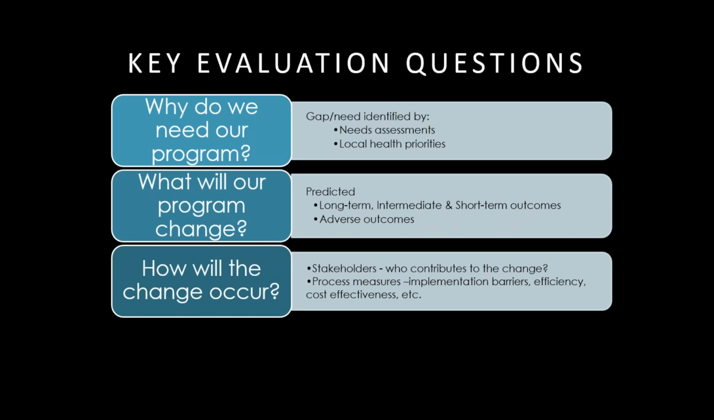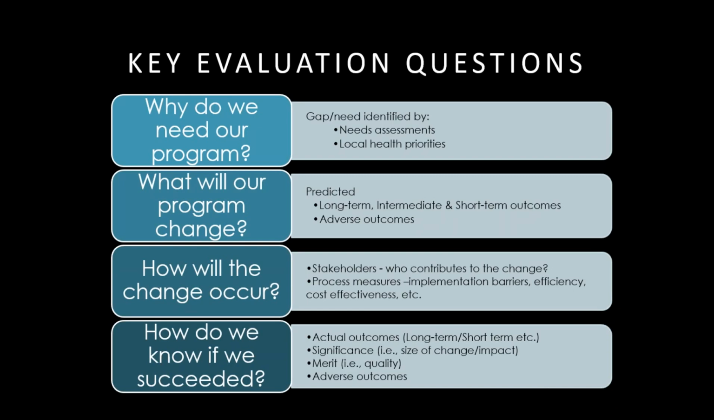How will the change occur? This is really a processy question. So who's going to be at the table? What stakeholders are involved? What are some potential barriers we want to keep track of to make sure that we're implementing it in the most efficient way possible?